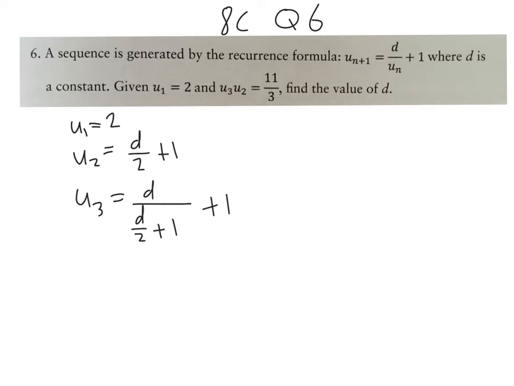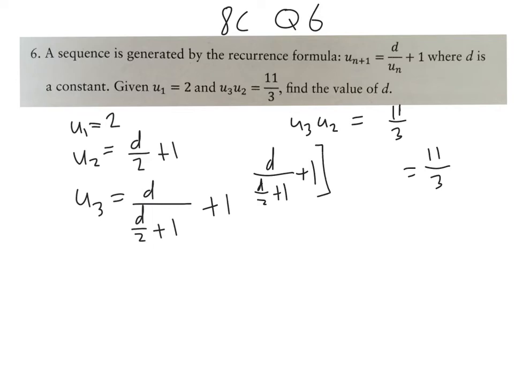Now that does look a bit messy, but I'm going to proceed with it anyway, because this fact here, u3 times u2, will make it a little bit less messy. So let's write that down. u3 multiplied by u2 equals 11 thirds. So 11 thirds is equal to u3, the d over (d over 2 plus 1), plus 1. That is multiplied by d over 2 plus 1.